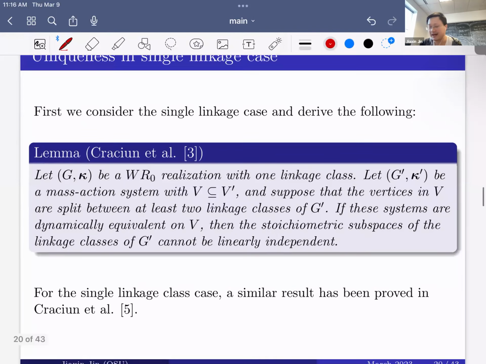By the way, I think a similar result has also been proved in another paper by George, Polly, I think Matthew and Gabor, etc.